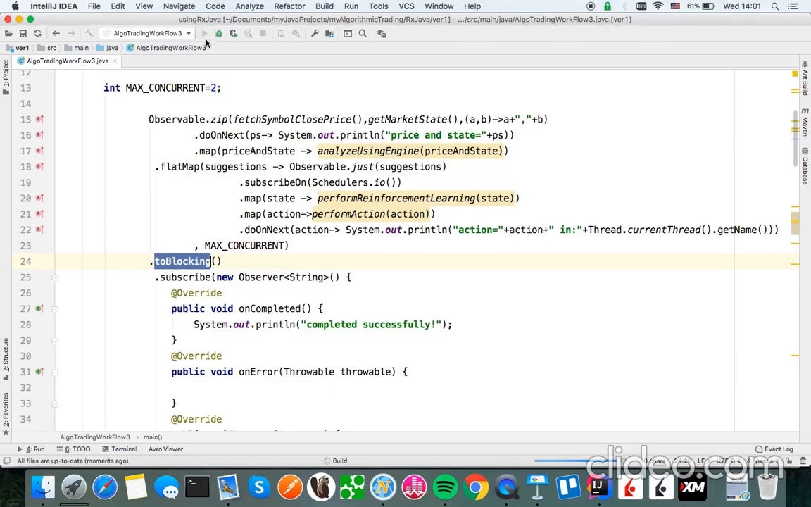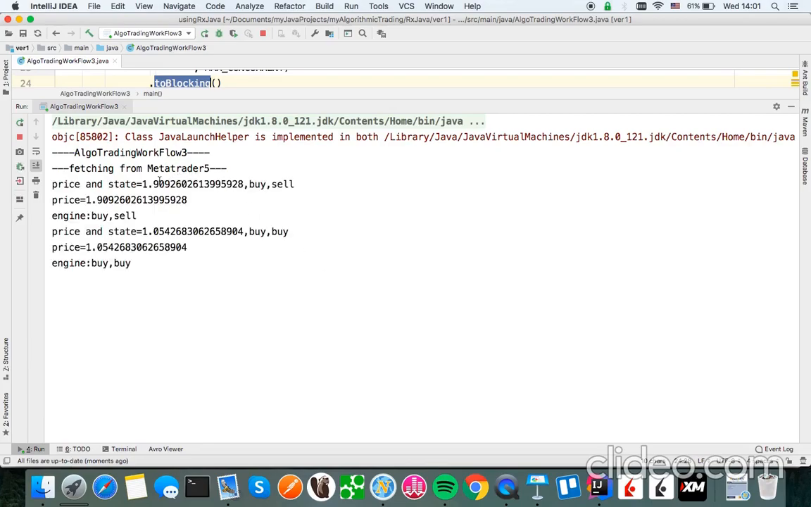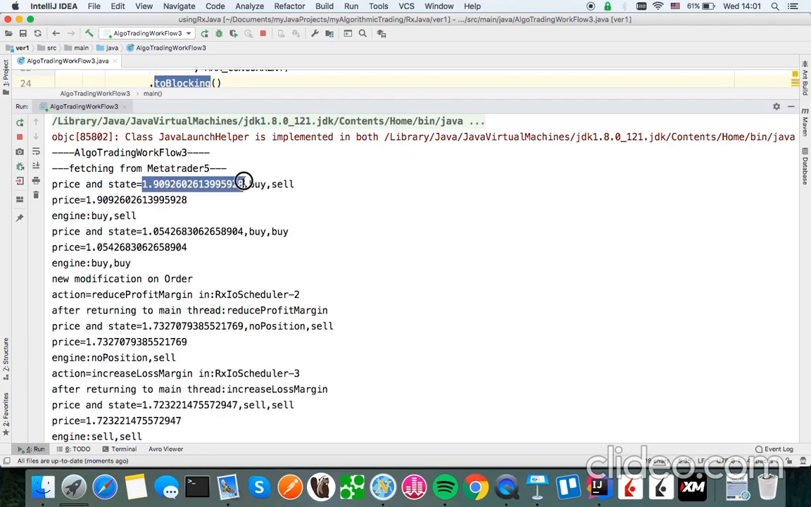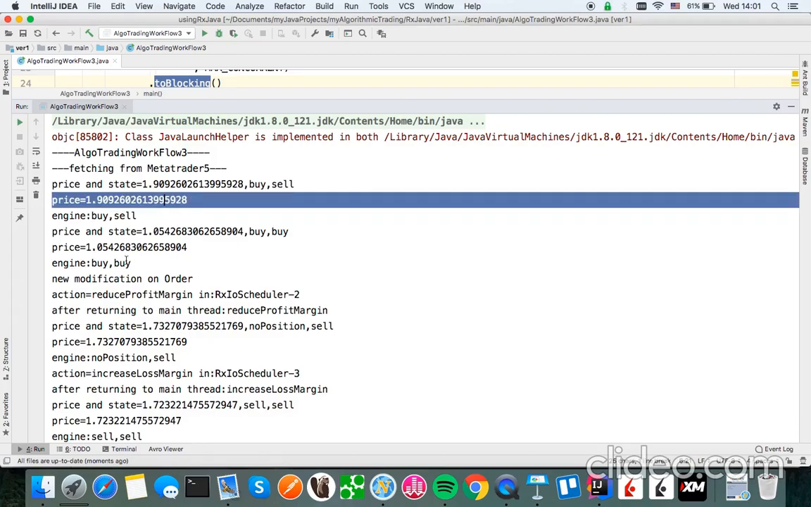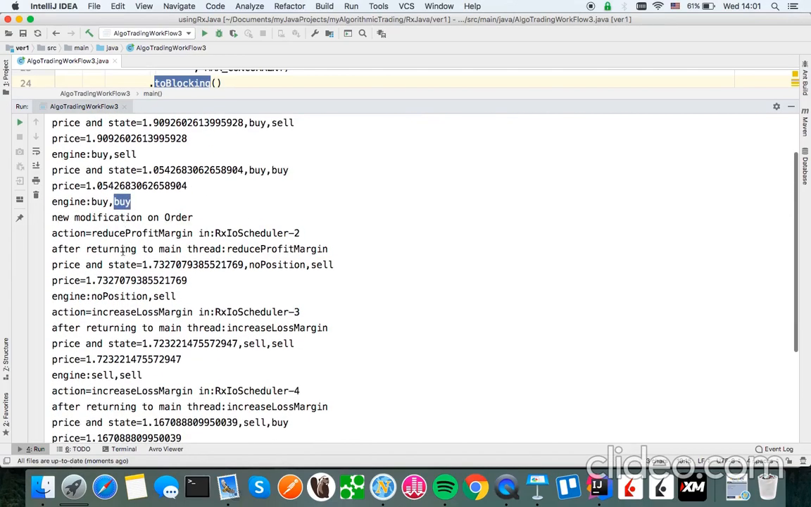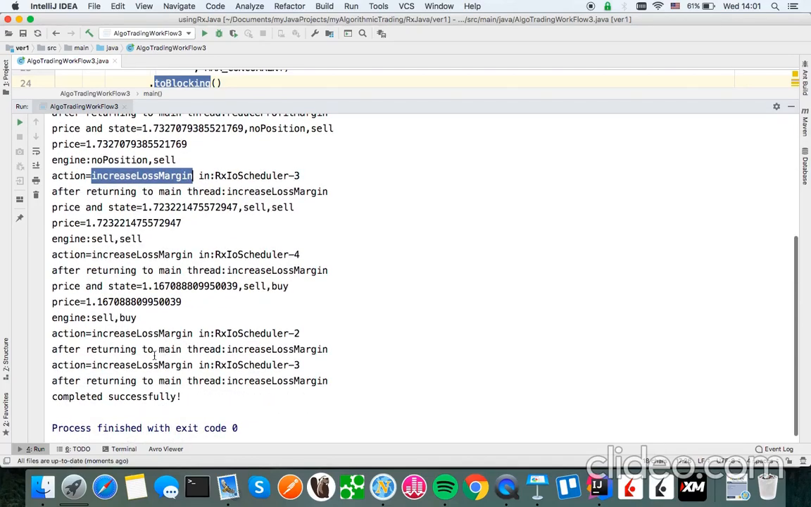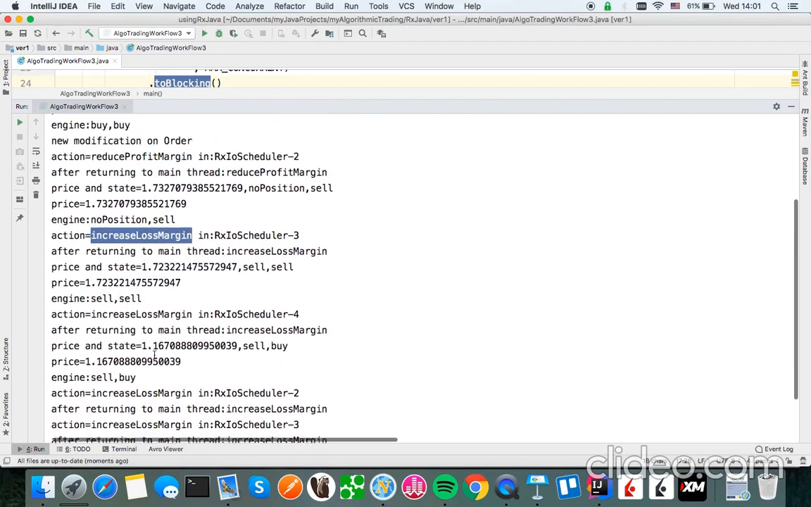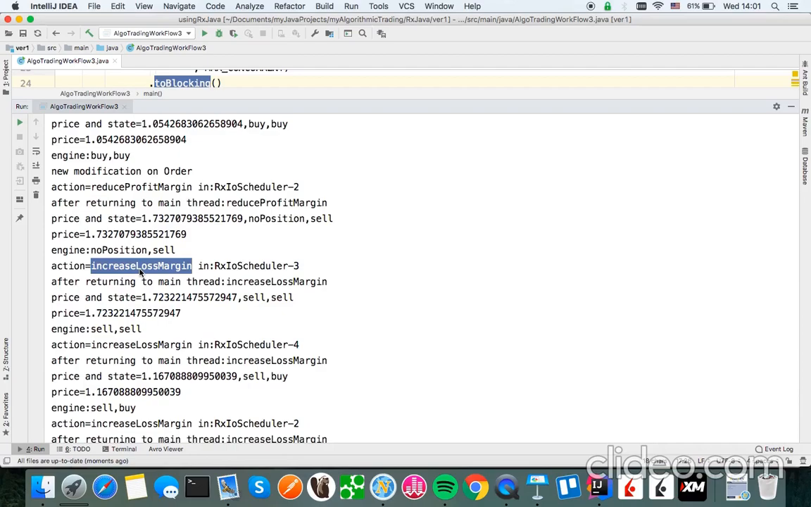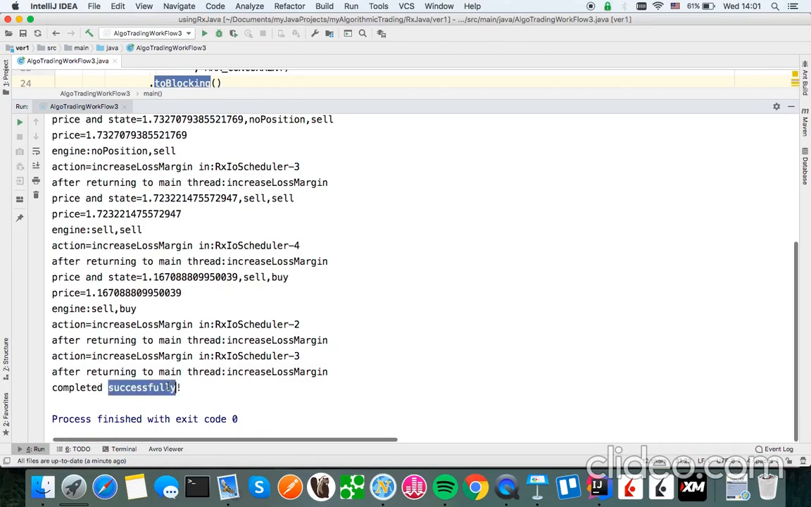So if we just run this code, you'll see that at first you have this price, you are in buy state, but you have a sell signal from ATR, for example. And then you receive an increase loss margin, another action, for example, reduce it, increase it. So this is the action which is produced by reinforcement learning. And then we just come back to the main thread.